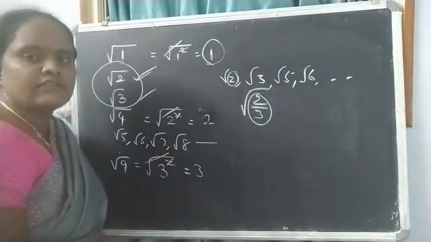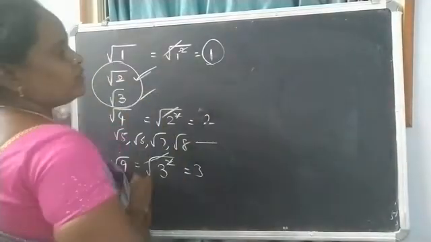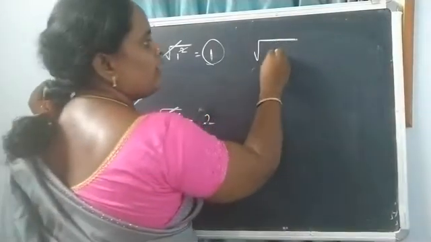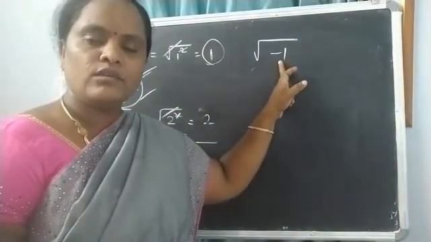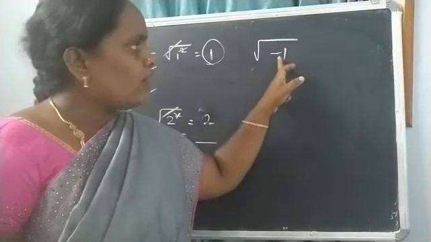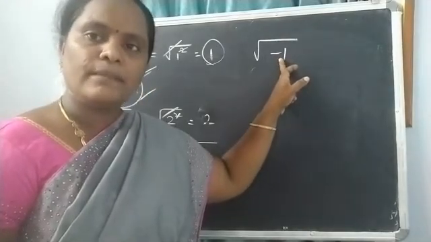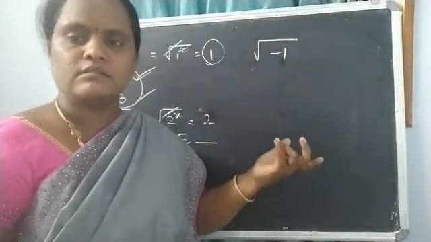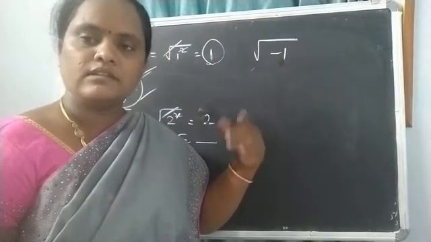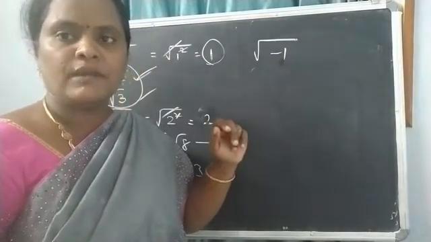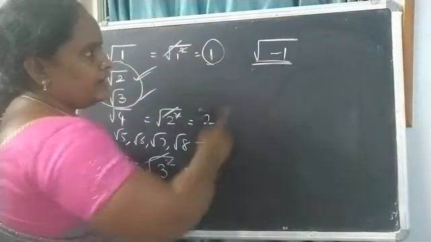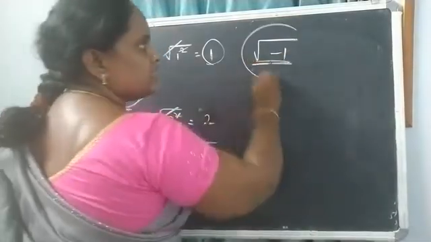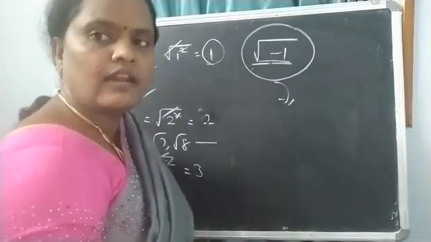What happens if it is a negative number? For example, here root 1 is there. If I take the root of minus 1, can minus 1 be written as the product of two same numbers? 1 can be written as 1 into 1. What about the minus? Minus into minus is plus. I can't take plus into minus, different signs, so different numbers I can't take. So root of minus 1 I can't simplify. And remember, this is not an irrational number either.